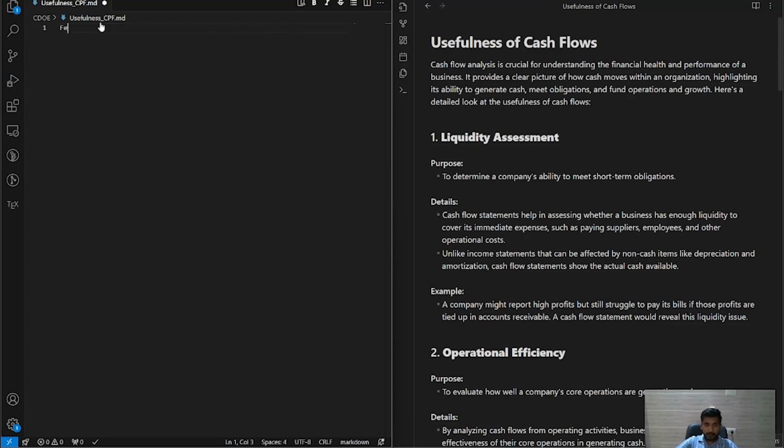So, basically, features of cash flow include: number one, cash movement, how the cash moves within an organization; then the ability to generate cash, meet the obligations, fund operations, and overall organizational growth.